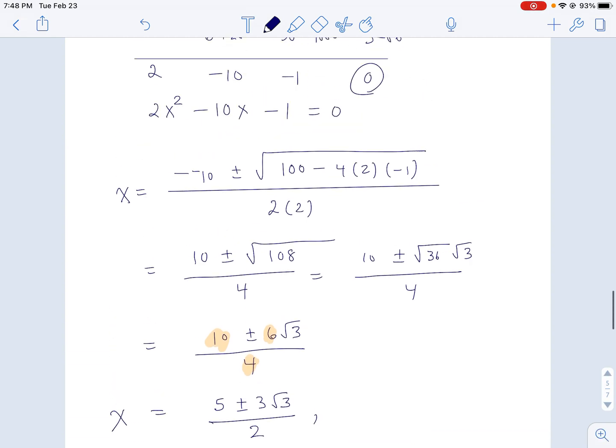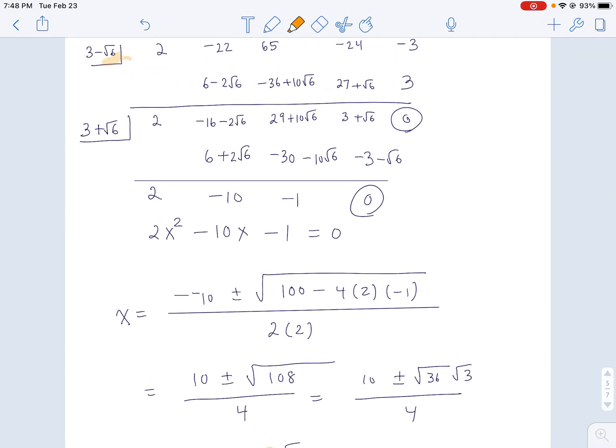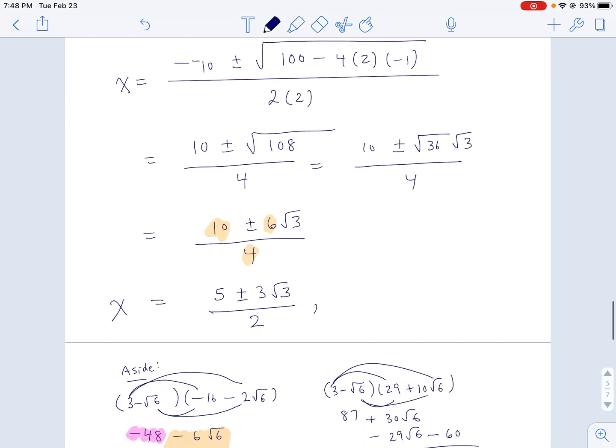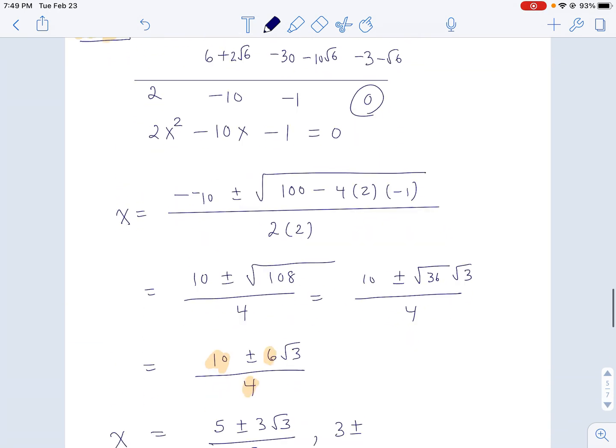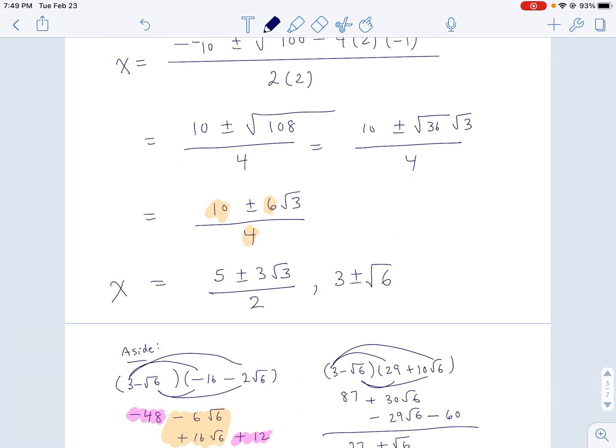And don't forget what I used over here, right? These guys that I used in my synthetic division, one was given to you. The other 2 answers are 3 plus or minus root 6. All right, it's a 4th degree. We have 4 answers. The only difference is none of them are rational.